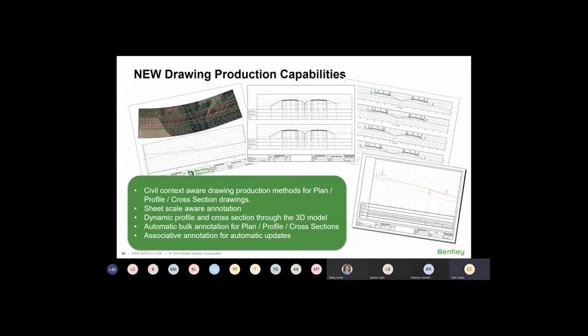You have dynamic profile cross sections through the 3D model, meaning it's just a reflection of the model, and they're dynamic. When that changes, they'll update. You can do automatic bulk annotations for those as well as associative annotations that will automatically update when changes are made.